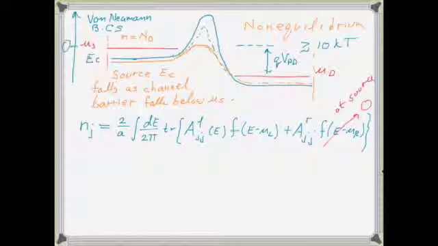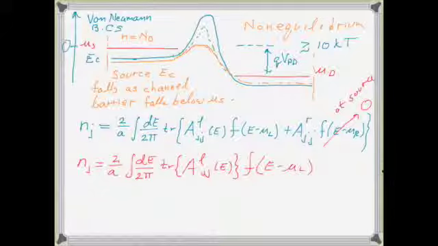So what I'm calculating in the source then is just that n_j is 2 over a integral. That's what I'm calculating in the source if I'm using this non-equilibrium expression, because I'm weighting the right injected spectral function by 0. Okay, so that's what we're actually calculating to get the charge density in the source.